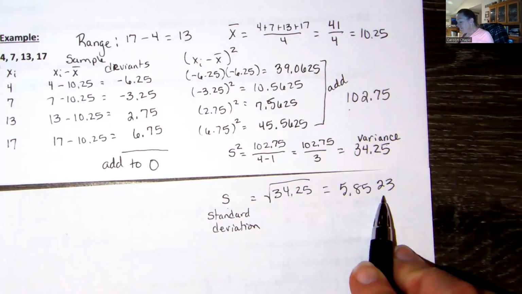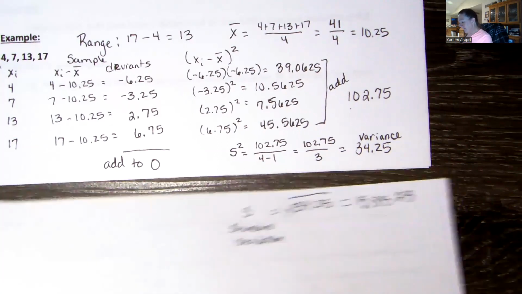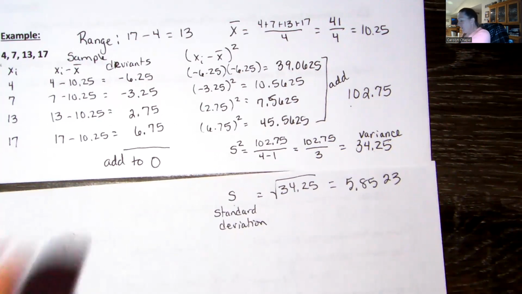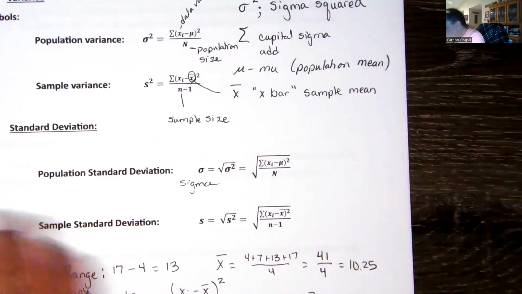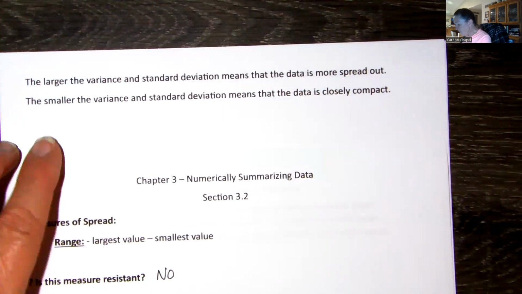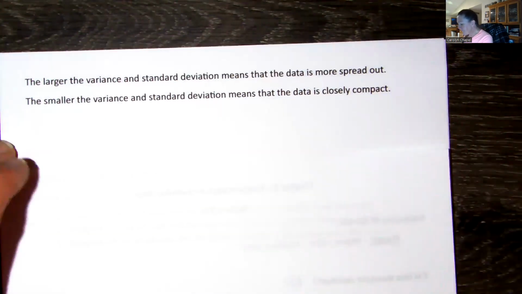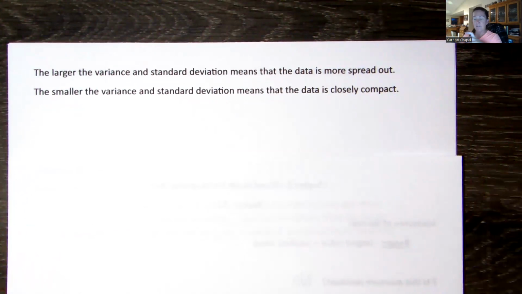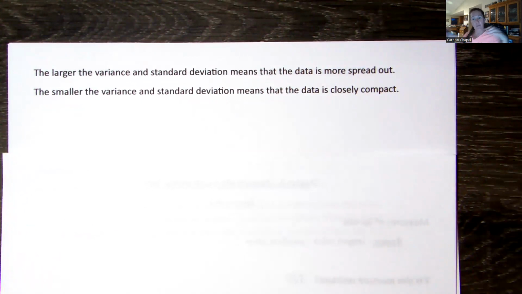What the standard deviation kind of tells us is how spread out your data is. I believe I wrote it in here. On the next page, I did. At the very top of the second page of notes, it tells you that the larger the variance and standard deviation, so the bigger that number is, now we got 5 point something, the more spread out your data is. The smaller it is, the more tightly compact.